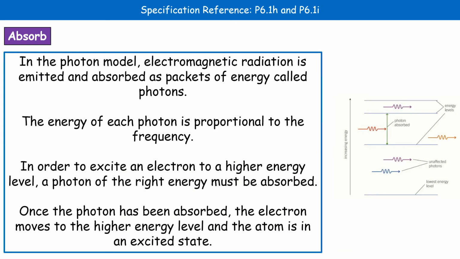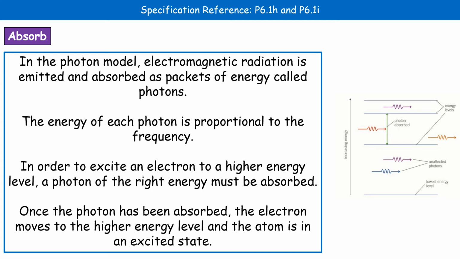What we can actually do is use one thing we call the photon model to try to explain what happens when electromagnetic radiation is emitted and absorbed. So what we actually find in our photon model is that we're going to assign a little name called photon to basically packets of energy. Now, the energy of each photon is going to be proportional to the actual frequency of it.